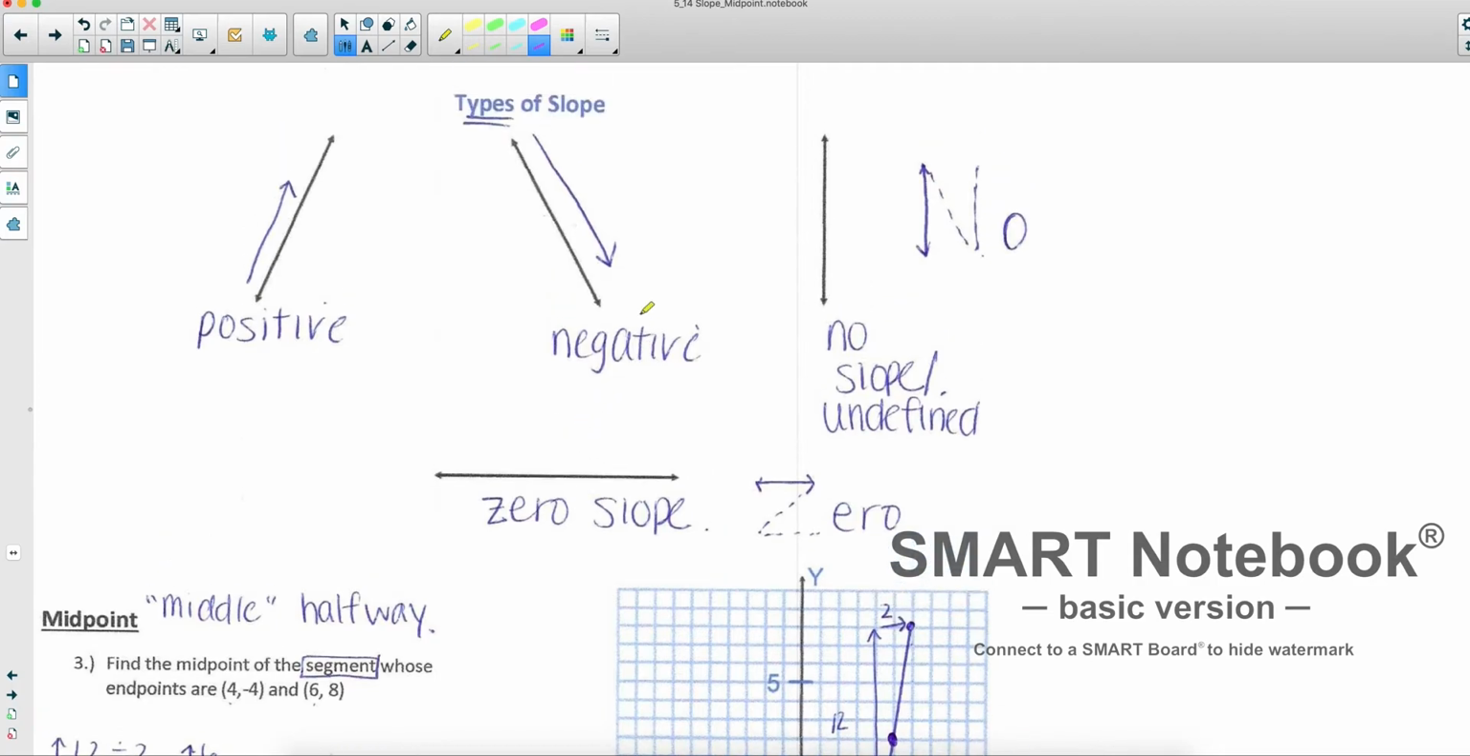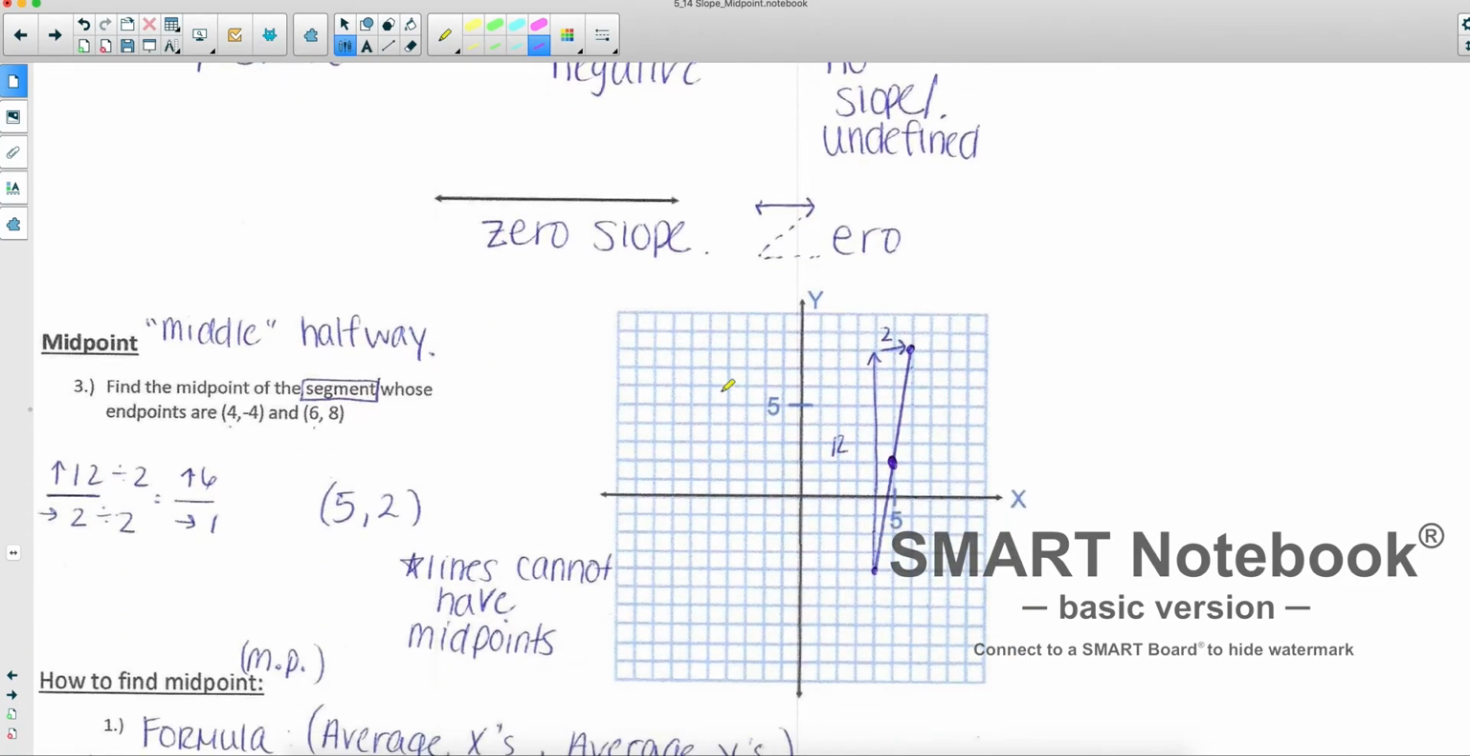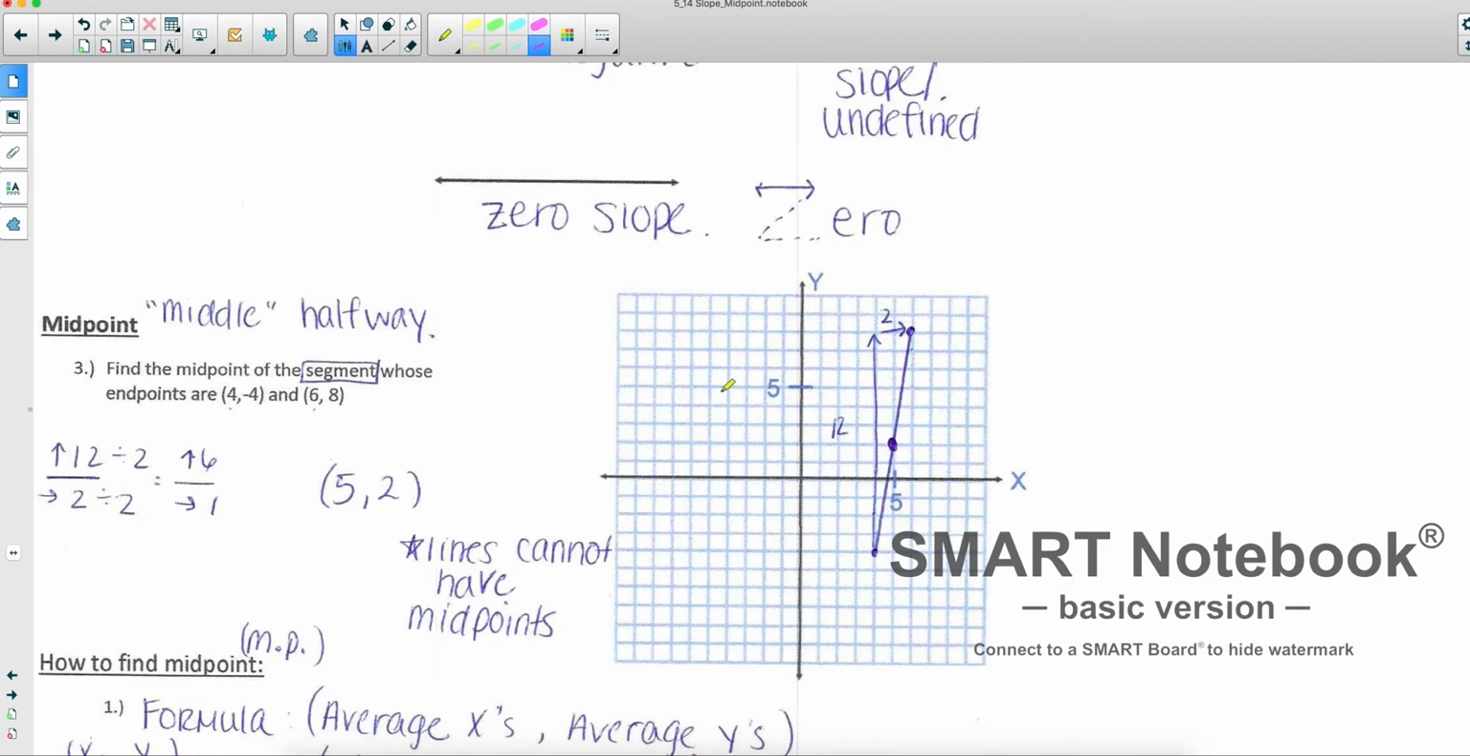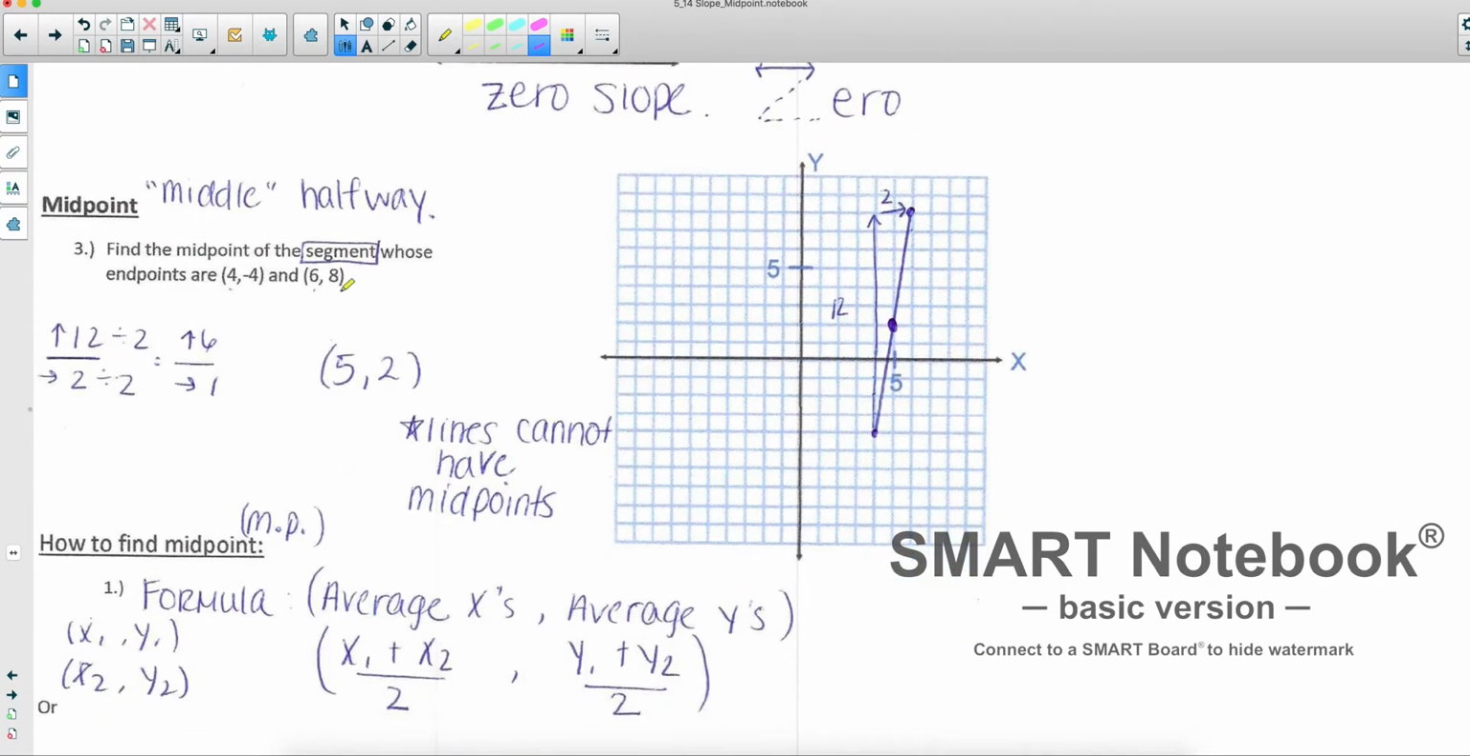You should be pretty familiar with your different types of slope. You had gone through them in prior years of math, but we just wanted to sum it up for you right here. Okay, so the next thing that we could use slope to help us find is the midpoint.